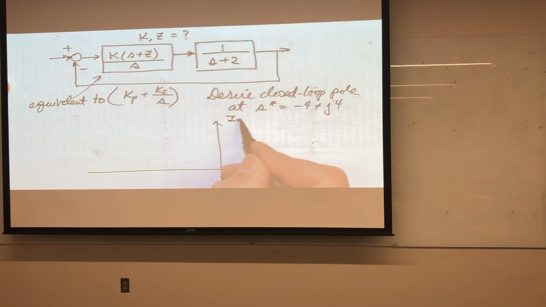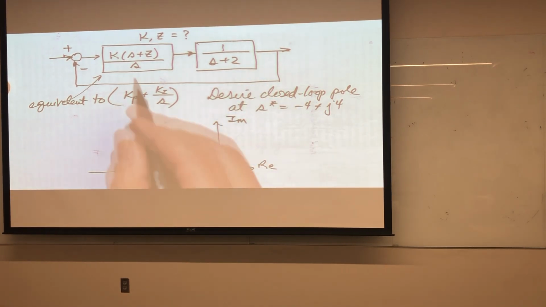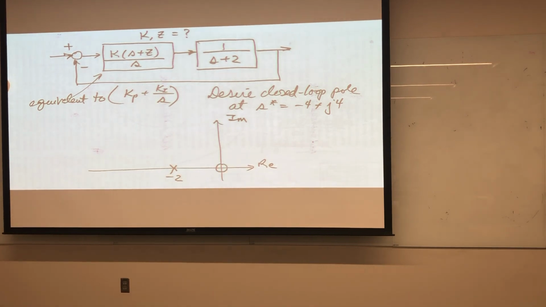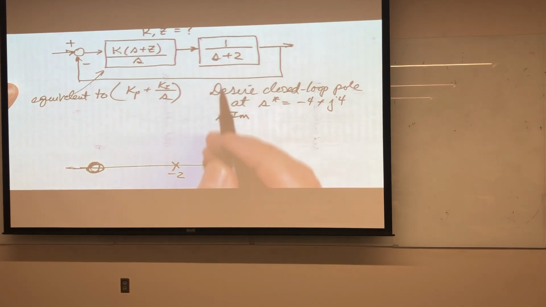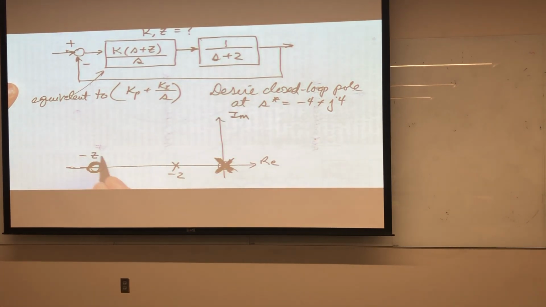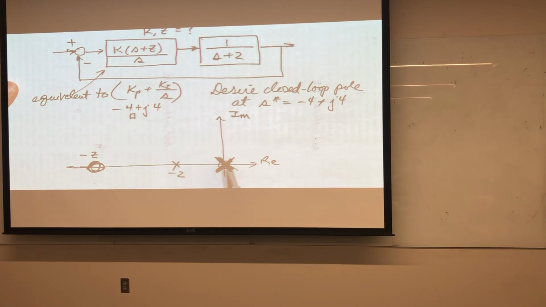Real axis, imaginary axis. Here's the plant pole at -2. We're going to add in a compensator pole at the origin. And then somewhere out here there's going to be a compensator 0. This is -Z. And we want -4 plus j4 right here. And we want the root locus to pass through that point.